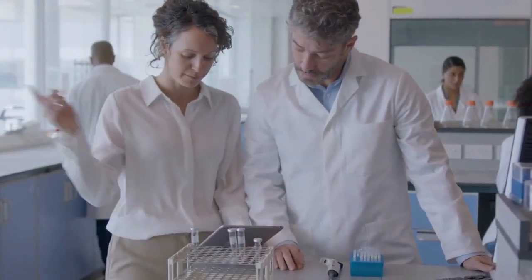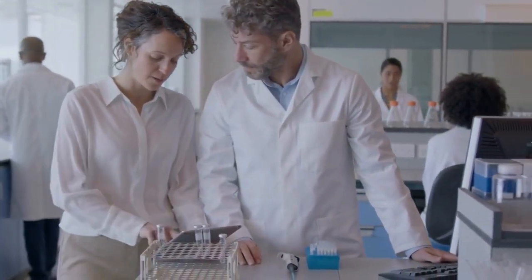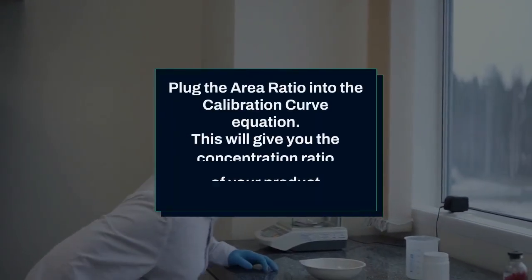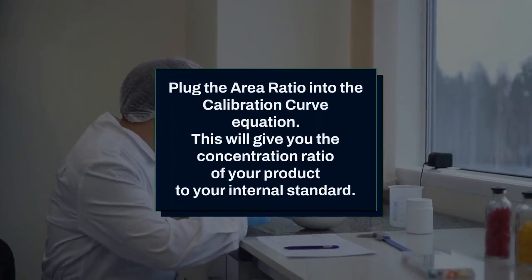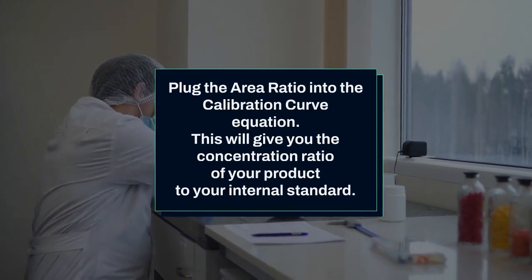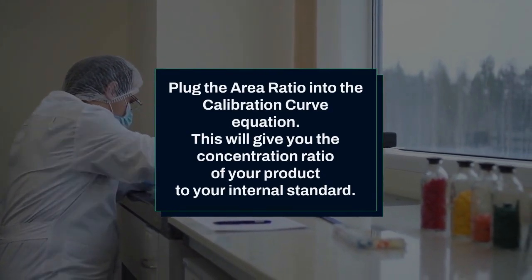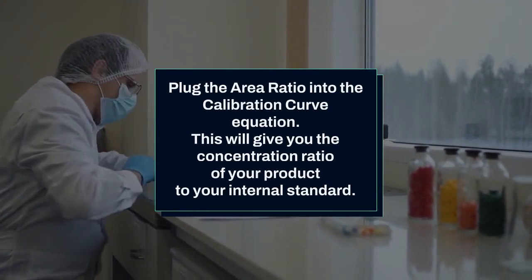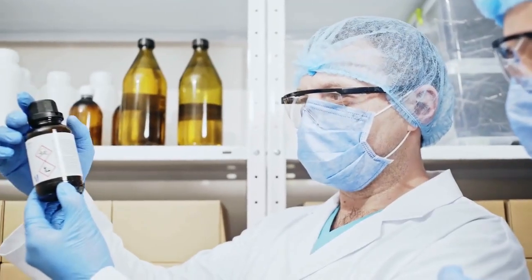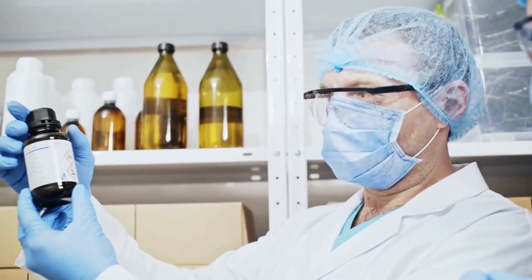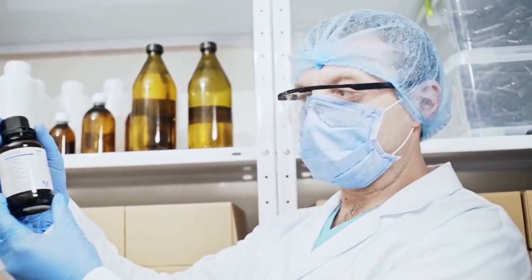With this area ratio, you go back to your calibration curve. You plug your area ratio into the line's equation as the y value and solve for x. This x value gives you the concentration ratio of your product to your internal standard. Since you know the exact concentration of the internal standard you added, you can now easily calculate the concentration of the product in your reaction mixture.